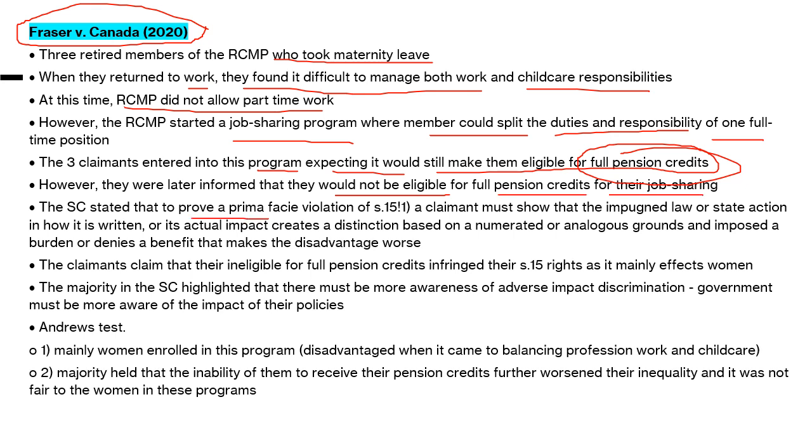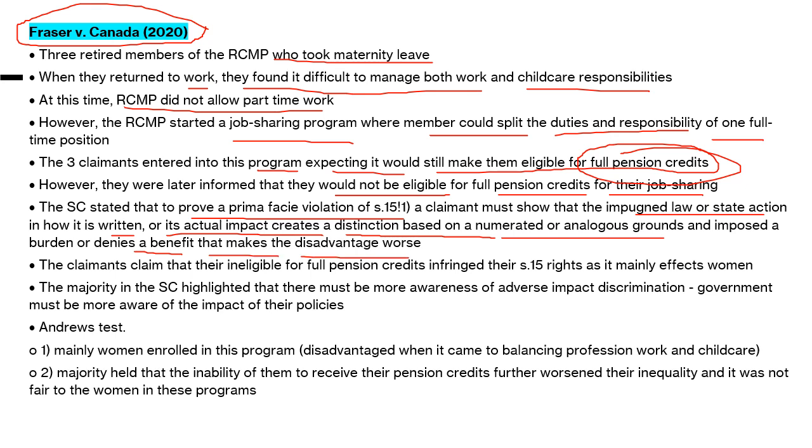Supreme Court stated that to prove a prima facie violation of Section 15(1), claimant must show that the particular law or state action, in how it is written or its actual impact, creates a difference based on enumerated or analogous ground, and it is imposing or denying or burdening benefits in a way that makes the disadvantage worse.